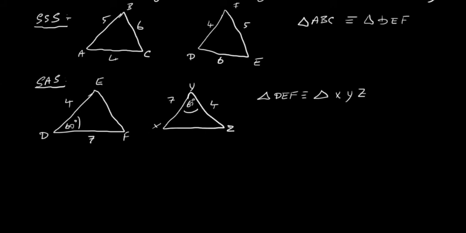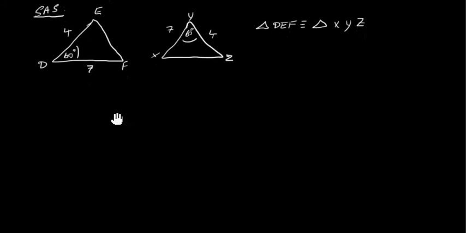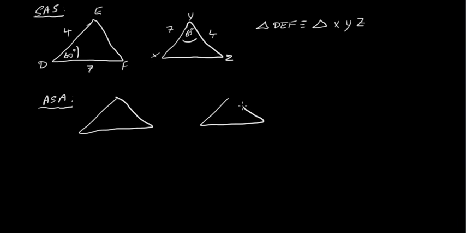The third one then that I'm going to look at is ASA. So this is ASA, and you've probably guessed at this stage that ASA stands for angle, side, angle. So again, if we have two triangles like this, and let's say this is 40 degrees here, this is 50 degrees, this is 7 centimeters, and this is 40 degrees here, this is 50 degrees here, and this is 7 centimeters here.